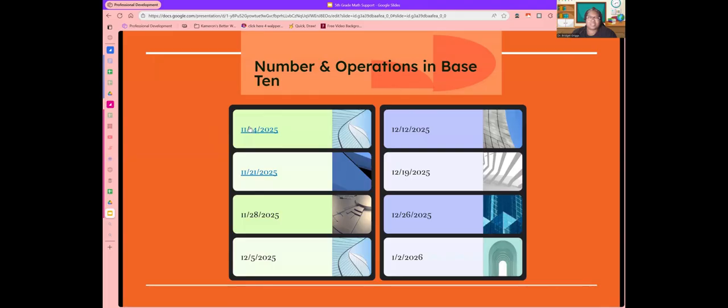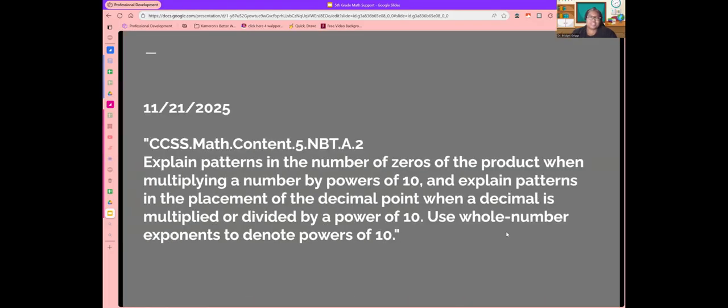Okay, so on this one, we've done the first objective. So today we'll be working on the second objective, which is explain patterns in the number of zeros of the product when multiplying a number by powers of 10, and explain patterns in the placement of the decimal point when a decimal is multiplied or divided by a power of 10. Use whole number exponents to denote powers of 10. So let's look at an example.